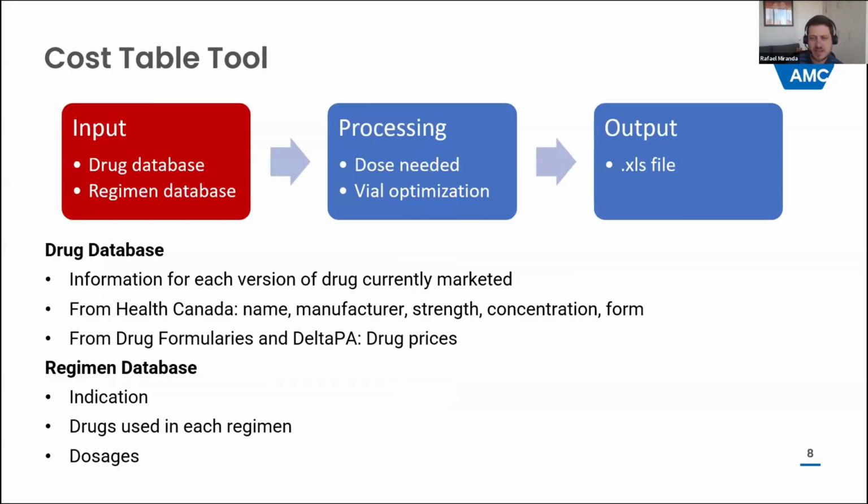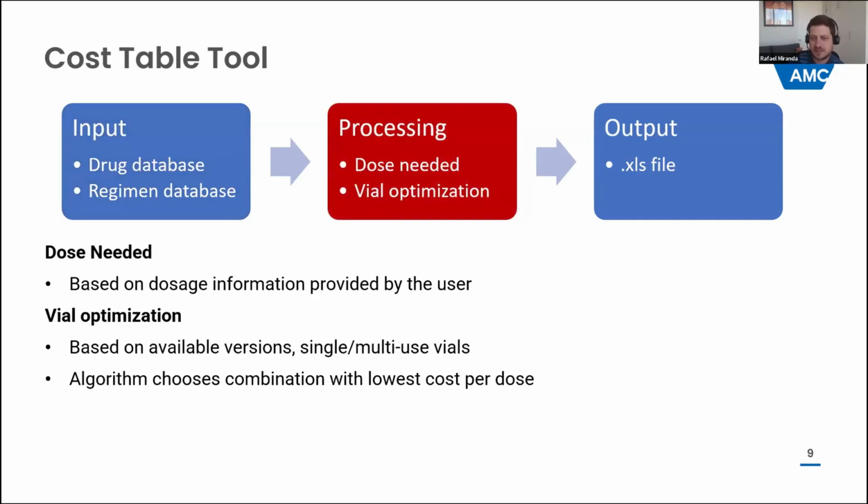The main inputs for the cost tables will be added by the users of the app, which will populate two databases that can be used in future projects. The first is a drug database with all the information for each version of the drug currently marketed in Canada, including its name, manufacturer, strength, concentration, form, and prices. And then a second database with information by regimen will have the indication of the drugs included in each regimen and the dosing schedule. With the necessary information, the app will calculate the dose of the drug needed per administration, and an algorithm will choose a combination of all the available versions of the drug that minimize the cost per administration.